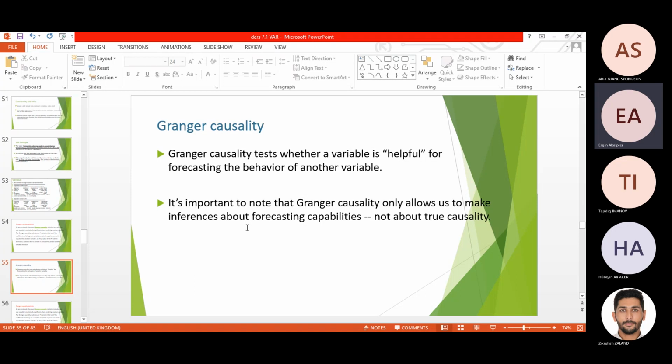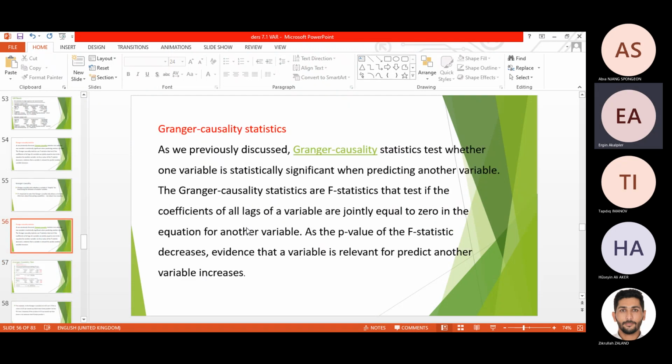It's important to note that Granger causality only allows us to make inferences about forecasting capabilities, not about true causality. The Granger causality statistic, as we previously discussed, tests whether one variable is statistically significant when predicting another variable. The Granger causality test uses the F statistic. It tests if the coefficients of all lags of a variable are jointly equal to 0 in the equation of another variable. As the p-value and the F statistic decrease, there is more evidence that a variable is relevant to predict another variable.